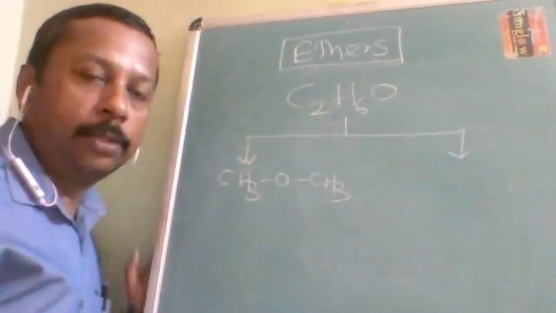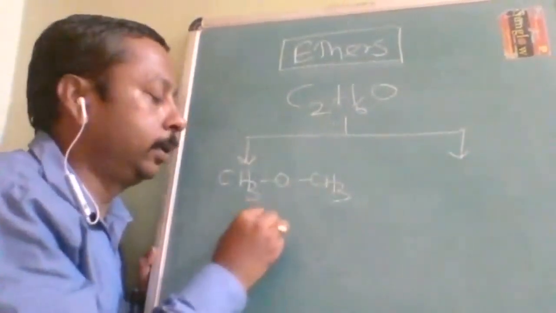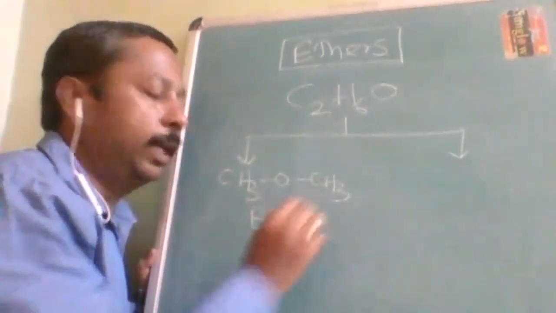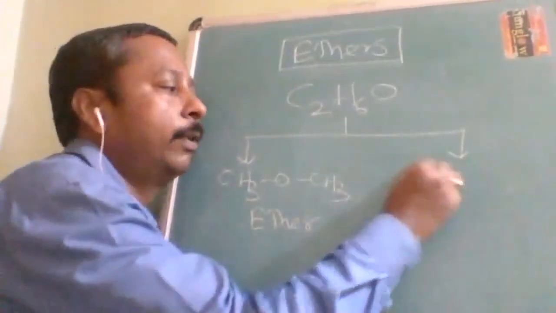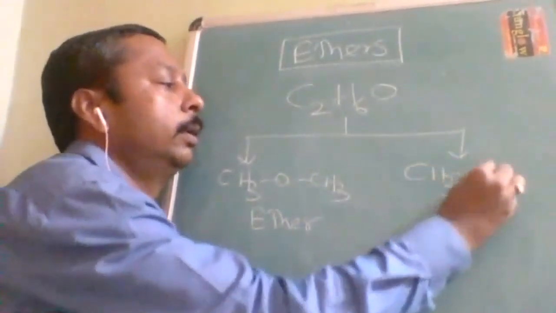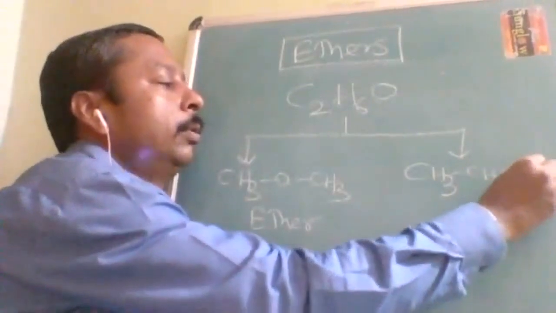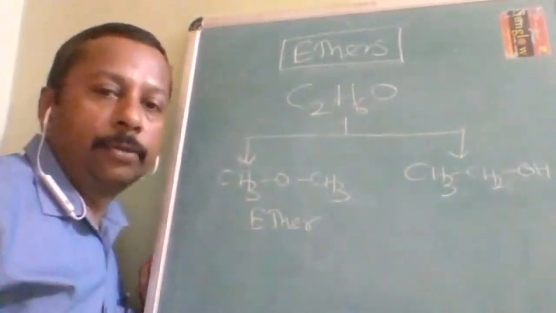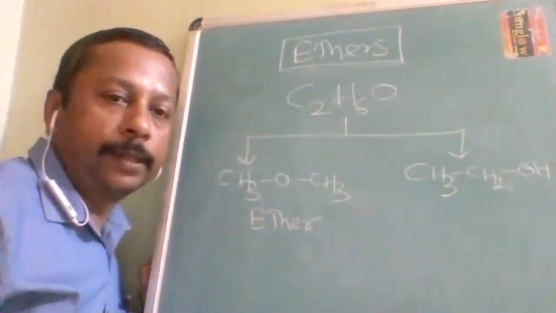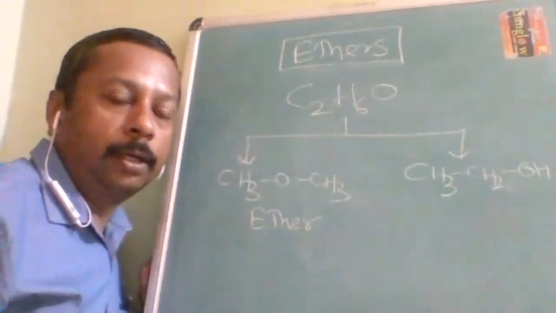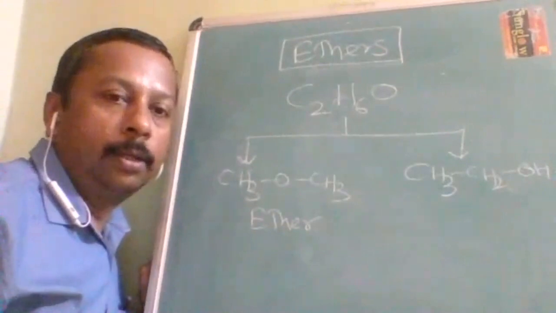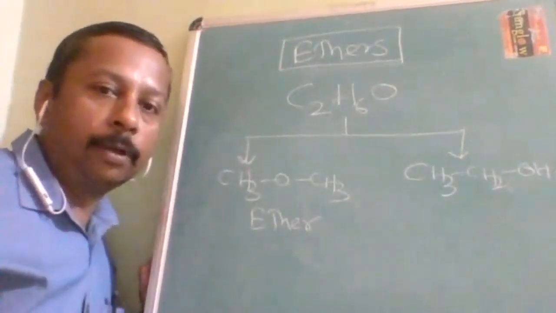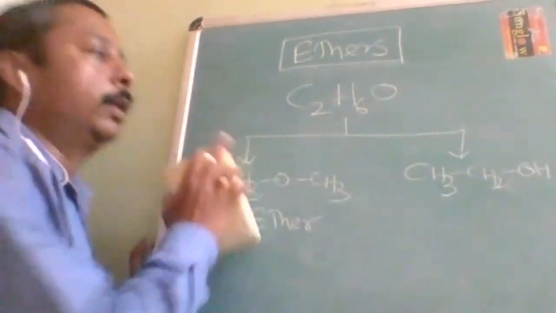It is methoxymethane. Here it is an ether. But by using the same number of elements, I can form an alcohol also. CH3CH2OH. Understood? So this is functional isomerism. Ethers show functional isomerism with alcohol due to similar molecular formula.